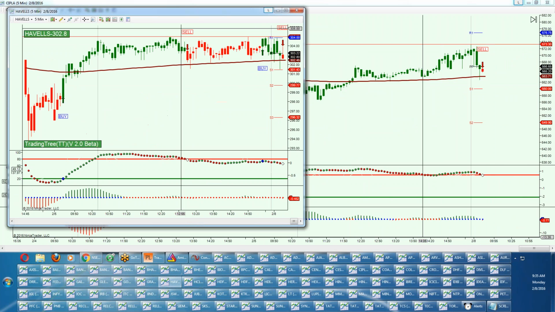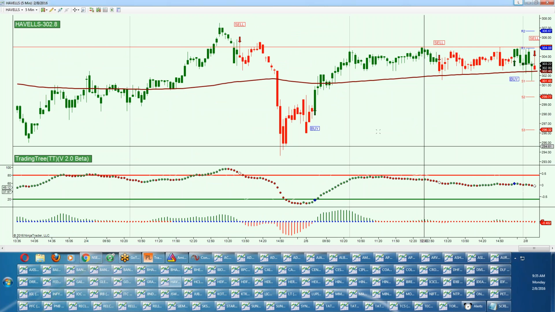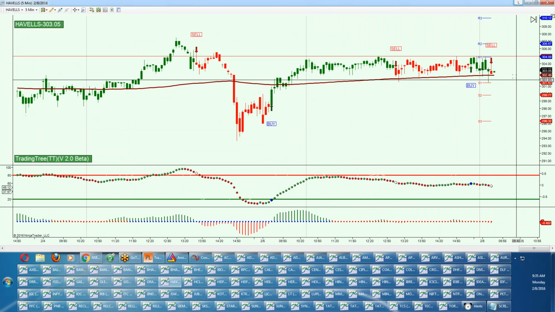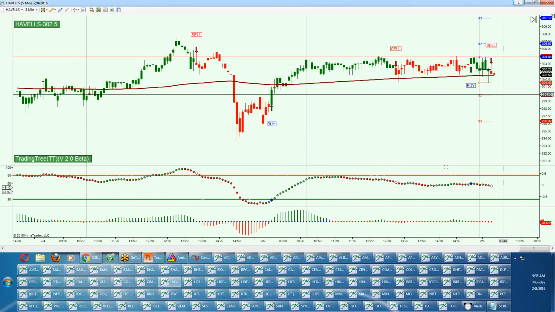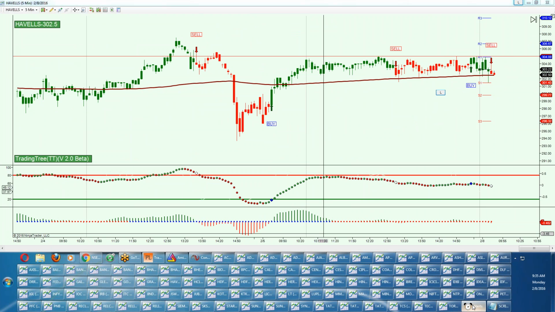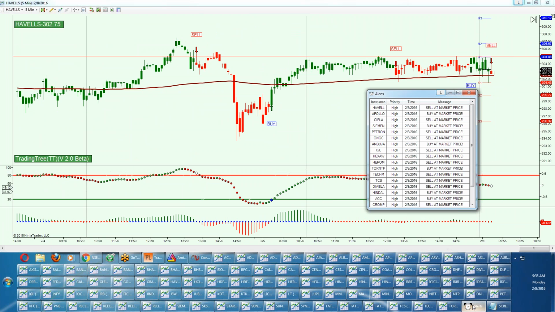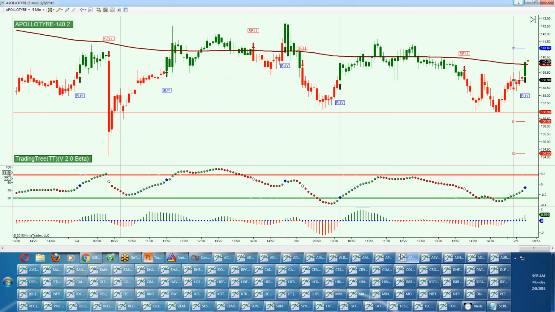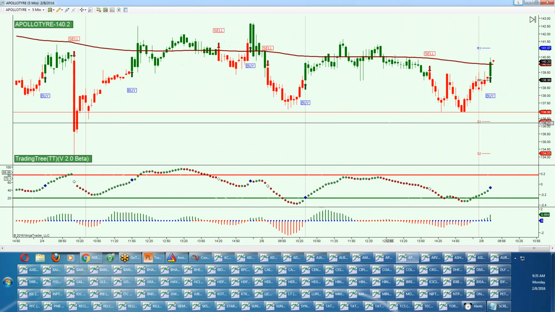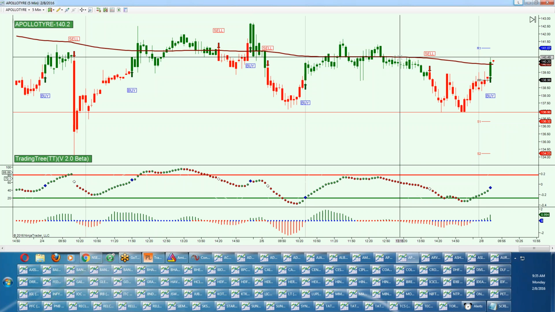You have one sell call in Havells. The same thing with Havells. You can short once this crosses over, or you can get into the trade right below this S1 level, that is 1120. We have Apollo Tyres. We have a buy here, so you can buy above this price, that is 140.50.